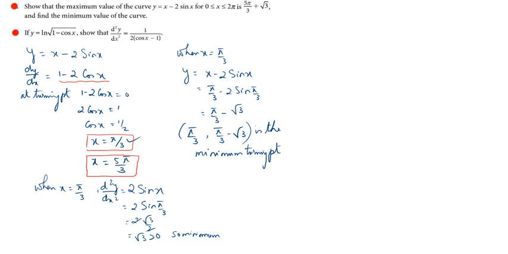Now students, I am leaving the second part of this sum to you. And what is that second part? When x is equal to 5 pi by 3, you have to find d squared y by dx squared, and then you have to find the y coordinate of the turning point. So this is left to you. Now moving on to the next sum.